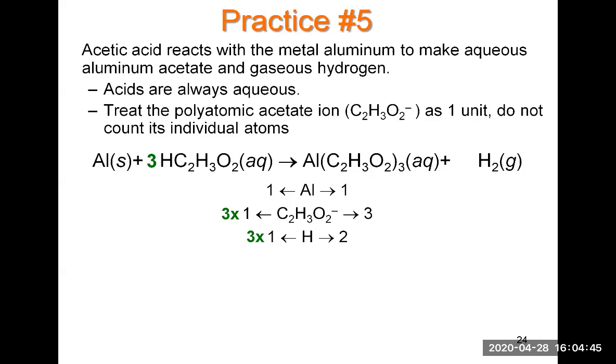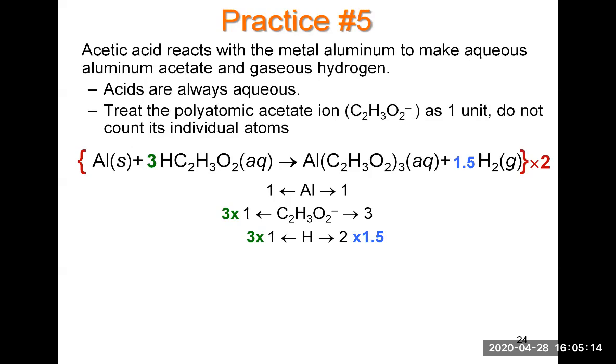And we have 3 hydrogens on the left. So by multiplying by 1.5, we will make it 3 on the right. Remember that we do not want to have coefficients that have decimal places. So we will need to multiply all coefficients by 2 to get rid of that 1.5. So let's multiply all coefficients by 2.